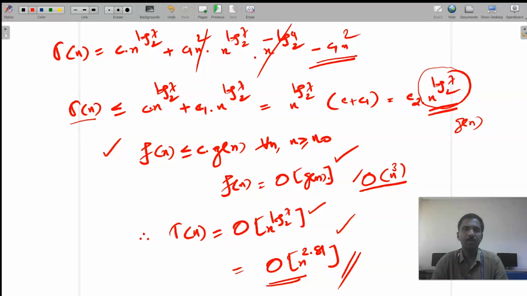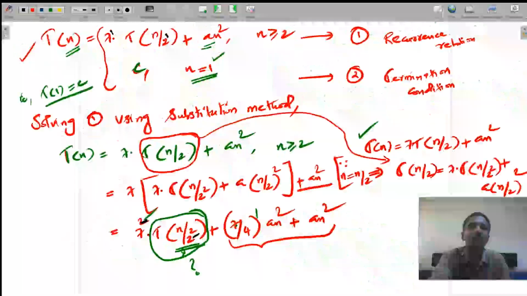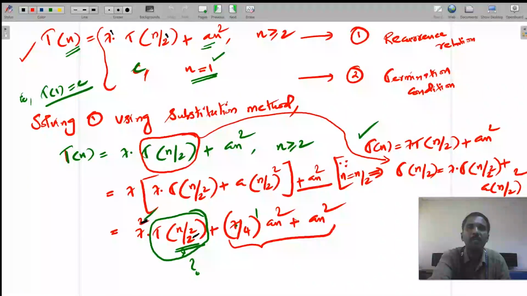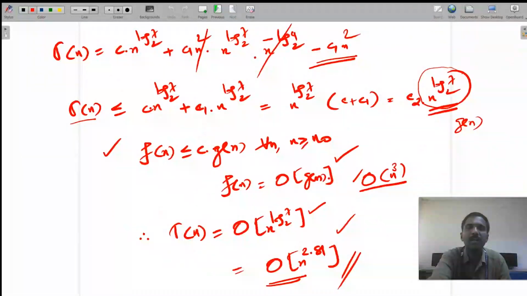So in this session, we have focused on how to find the solution to the Strassen matrix multiplication algorithm. We have applied the substitution method with the help of the recurrence relation and termination condition. Finally, we have obtained the solution as t of n is equal to big O of n power 2.81.